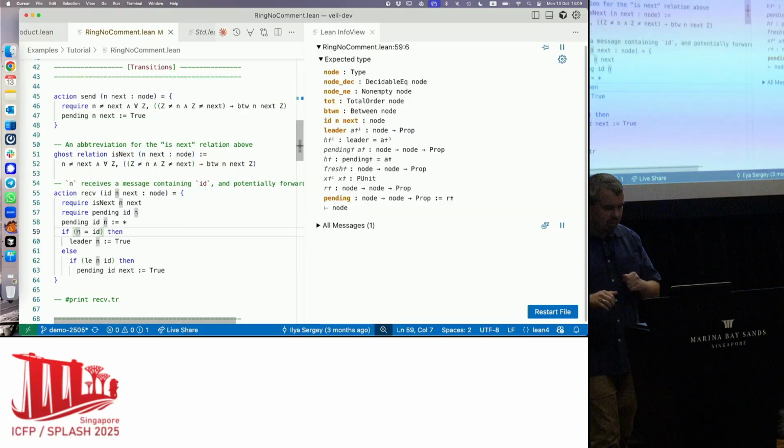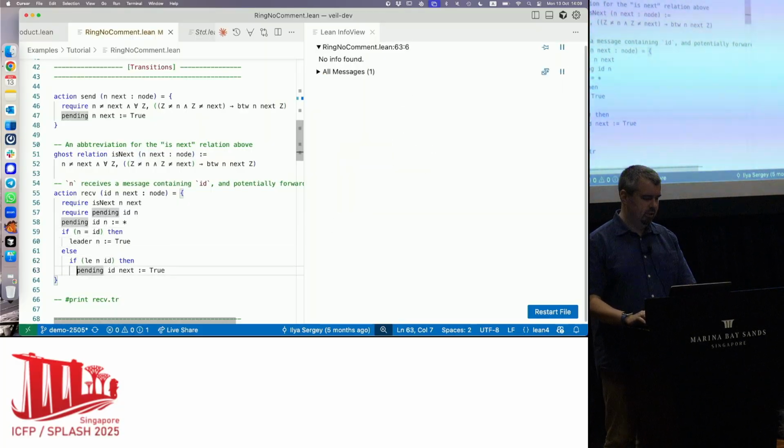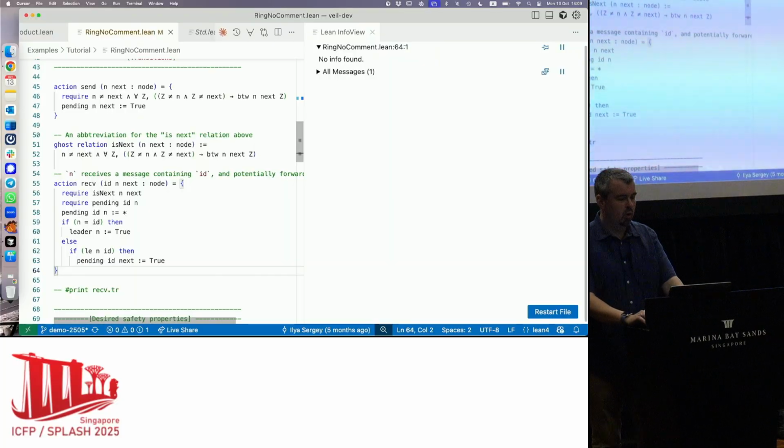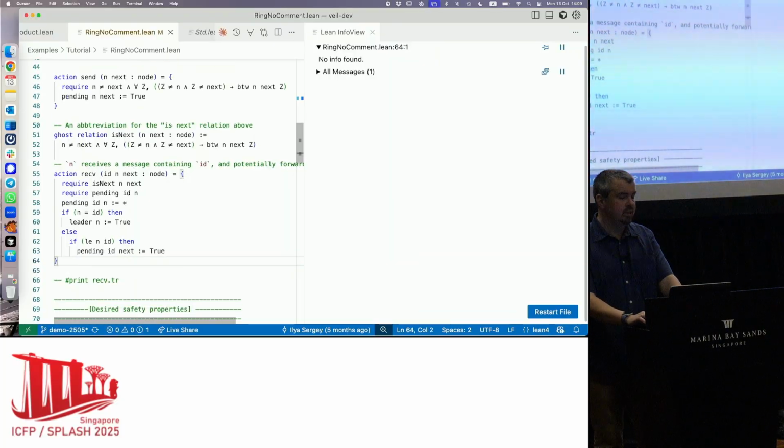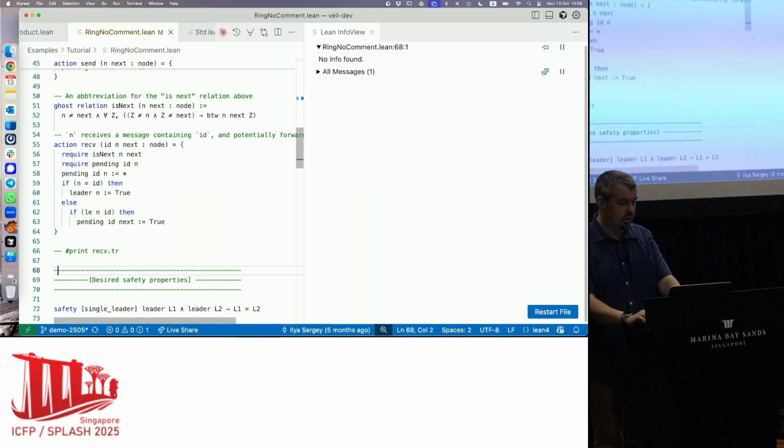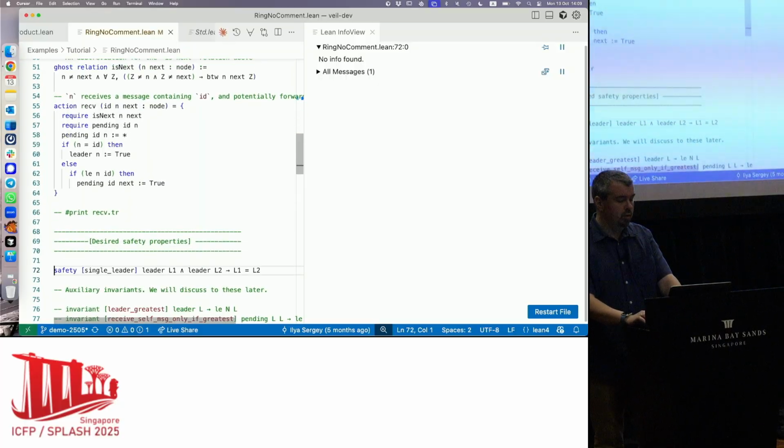Okay, but so far, let's just agree that we have an informal understanding of this semantics. Actually, these transitions have multiple semantics, and we will see why that matters. Let's focus on the properties that we want to prove. Here the property is safety. This is exactly what we had in the slide: for any L1 and L2, if they are both leaders, then L1 is the same as L2.